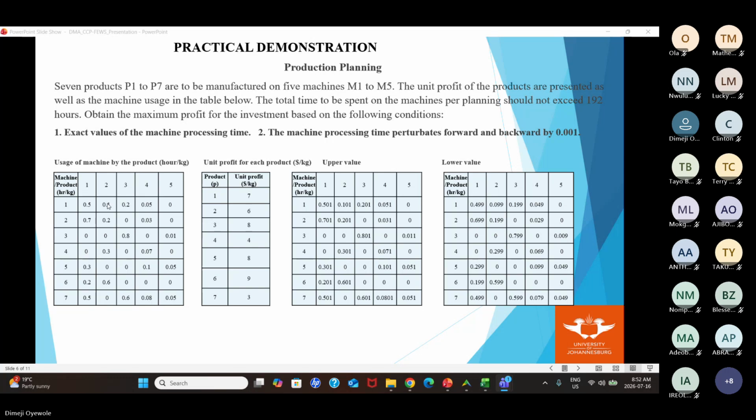Same for product 1 for machine 3. 1 kg of it is going to give you 0.2 hours. So the same like that. Here, the same thing for product 2 for machine 1, product 2 for machine 2, product 2 for machine 3, the same like that. So this is the number of hours it takes to produce 1 unit, 1 kg of the product.